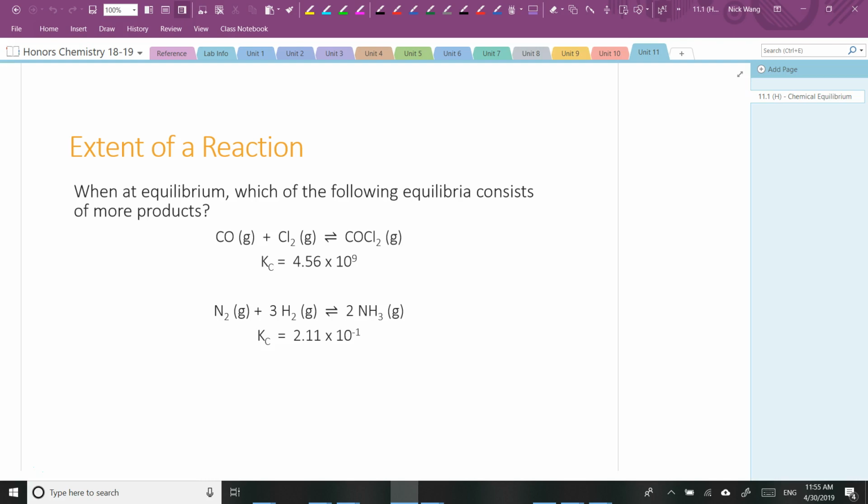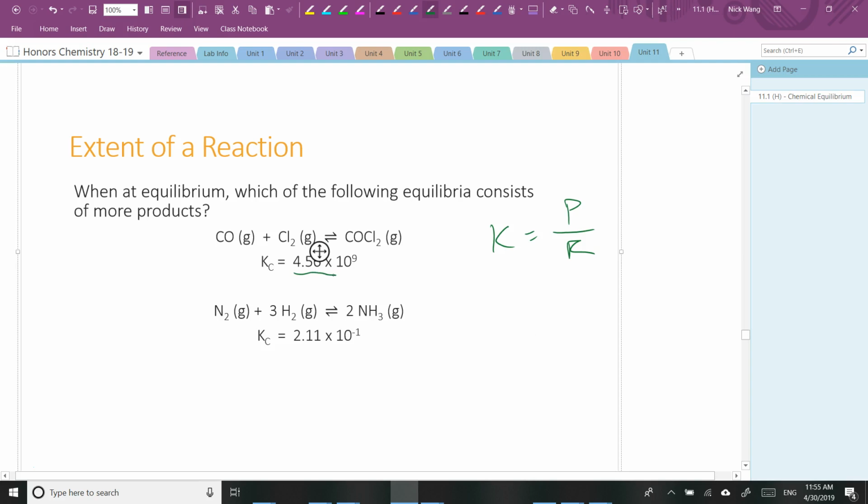So when at equilibrium, which of the following equilibria consists of more products? This is going to be something that conceptualizes a very vague idea. So in this case, let's remind ourselves, generally speaking, we always have this value K that's calculated by the amount of products divided by the amount of reactants. When you look at this first equilibrium, you see that it's got some products from reactants. You don't really know or care necessarily what they are.